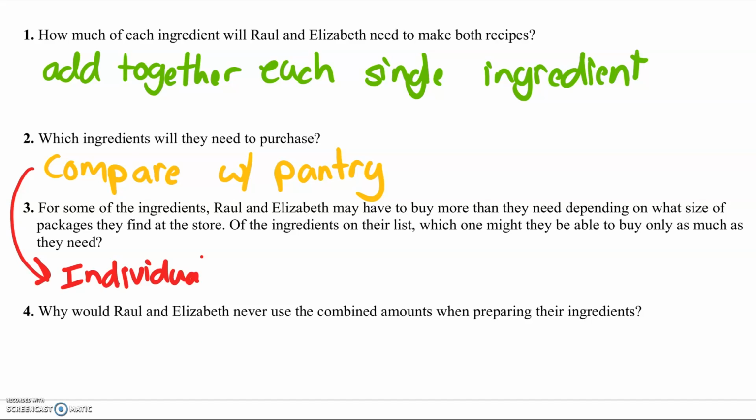And then question number 4 says, why would Raul and Elizabeth never use the combined amounts when preparing their ingredients? Okay, so think through the amounts, the weird fractions that you ended up with in step 1, and see which ones we would be able to measure and which ones we might not be able to measure, because they just don't really make sense with cups, teaspoons and half teaspoons and stuff like that. All right, good luck.